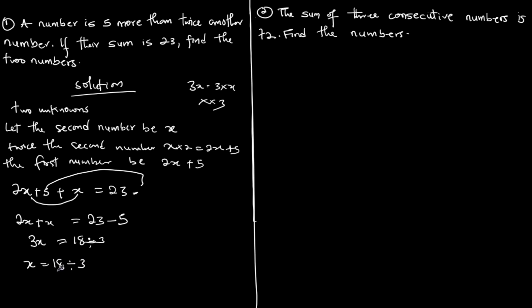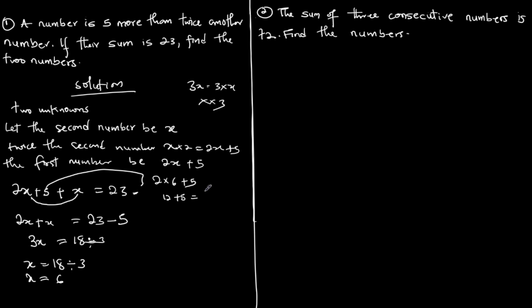And then 18 divided by 3 is what? X equal 6. So we now know the second number is x, which means the second number is what? 6. Now the first number is 2x plus 5. So instead of x now, we put 6. So that will be 2 times 6 plus 5. 2 times 6 is 12 plus 5.